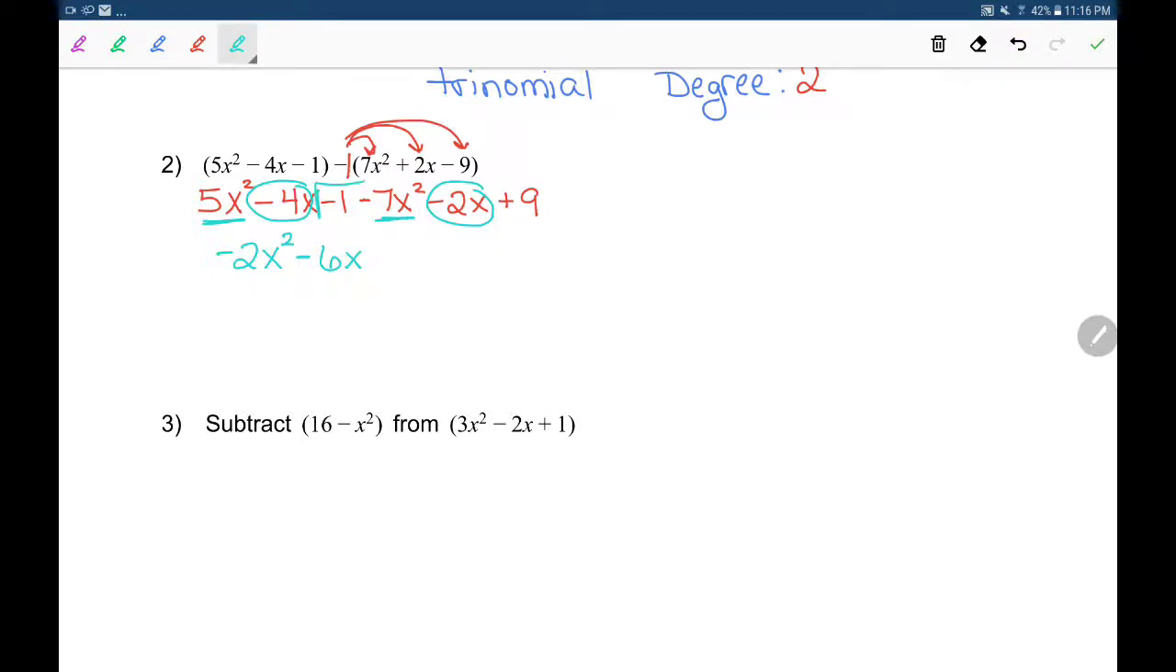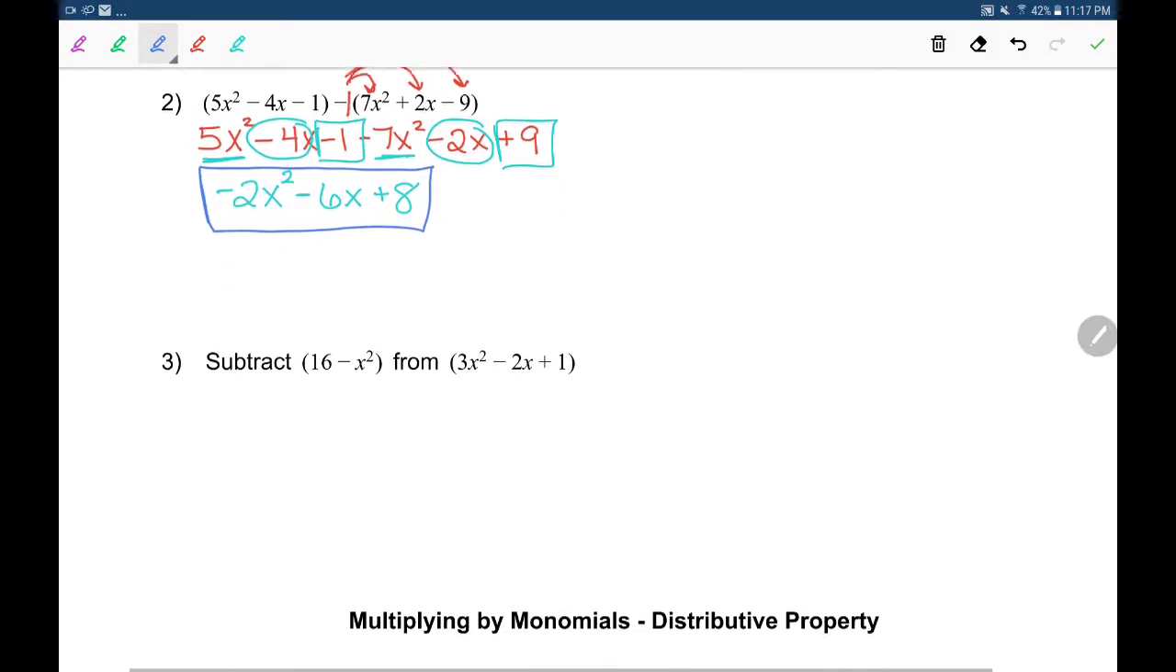And then our last, we got a negative 1 plus a positive 9, leaves us with positive 8. So just like in the last problem, we have 3 separate terms. So again, we have a trinomial, and it also happens to be a degree of 2. We're going to be doing a lot of these types of problems in the next part of this unit in the next couple weeks.